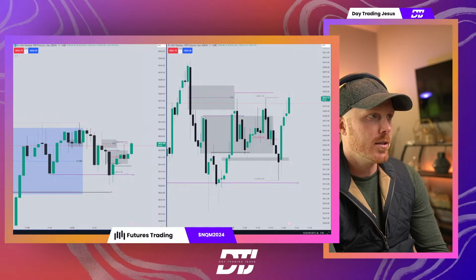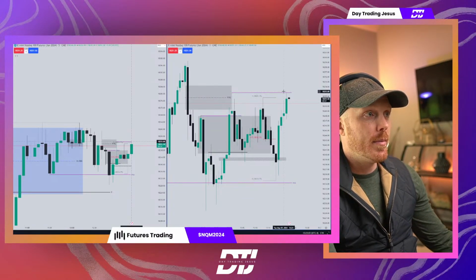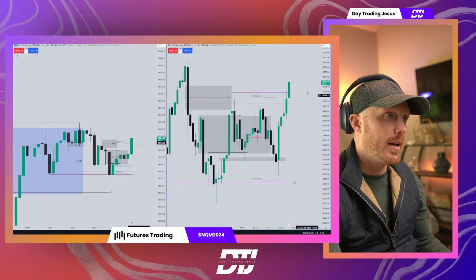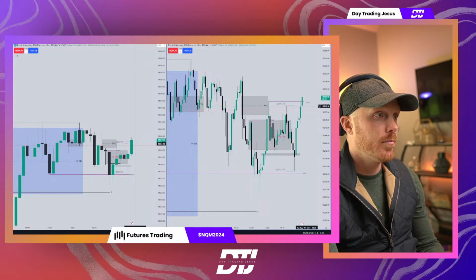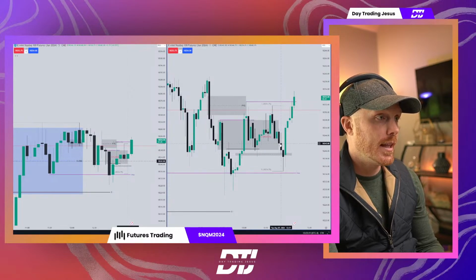Not in all cases. There's the tag right there. We just hit it. Boom. Now we may not continue. We could just come back down and we may continue. That's the thing about it. So that was the trade.